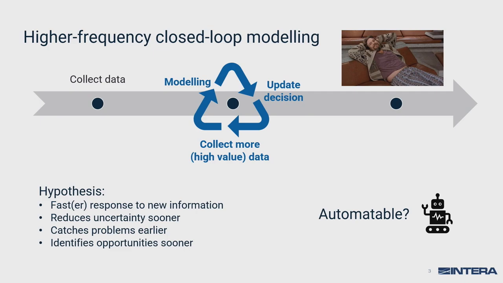So we implemented this little test case to see if we could show that by doing it at a faster rate, we could have a quicker response to new information because we're reducing uncertainty at an earlier stage, and potentially start catching problems earlier and identifying opportunities sooner, which is what we'll focus on in this talk.